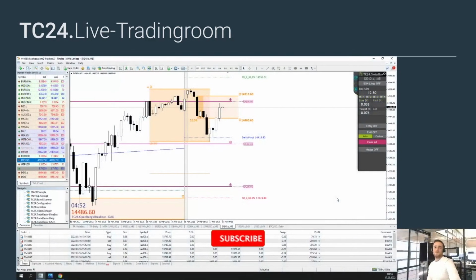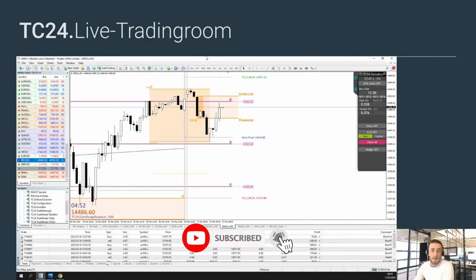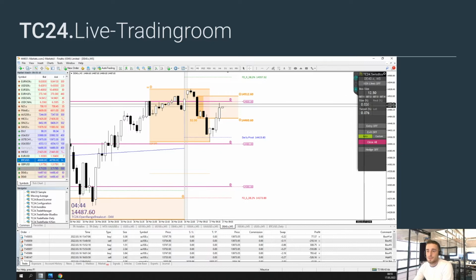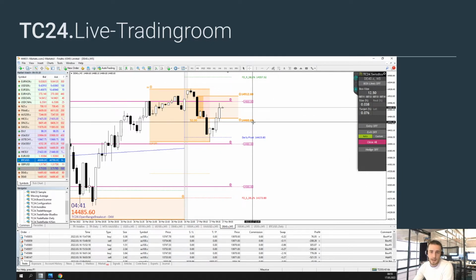So as we come over to the MetaTrader 4, in the top right hand corner, we're going to see our SwissBox trading tool. This is what we're going to be using to place, execute, and activate all of our trades.